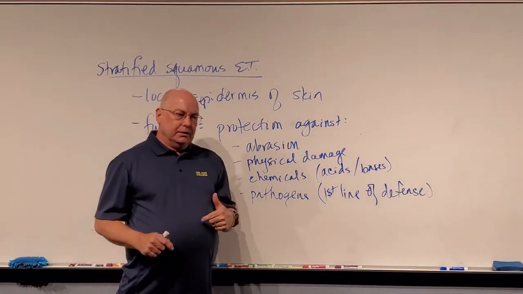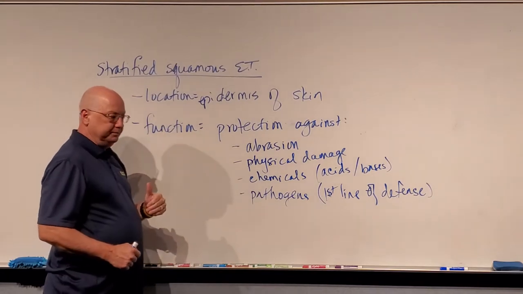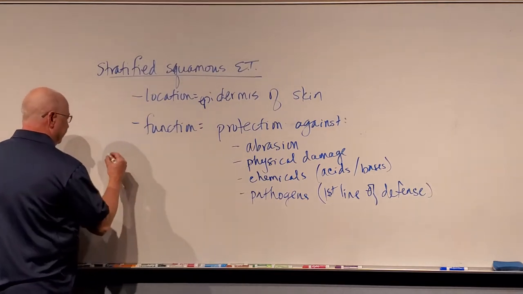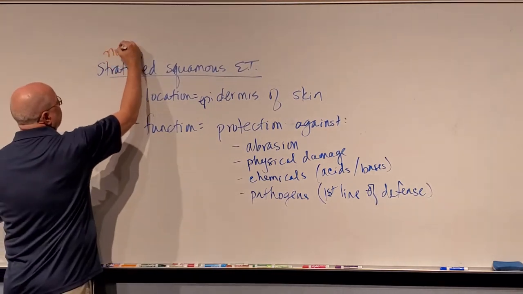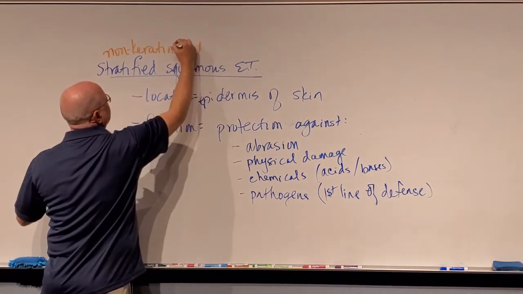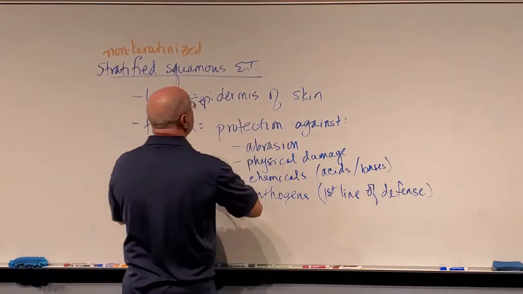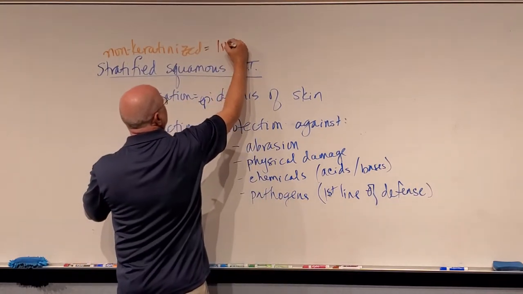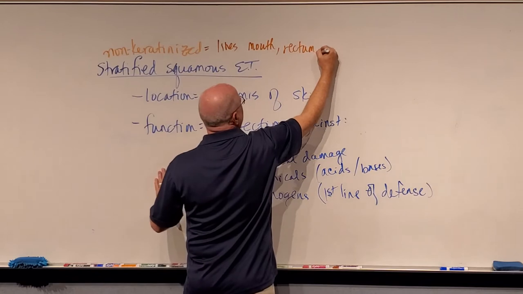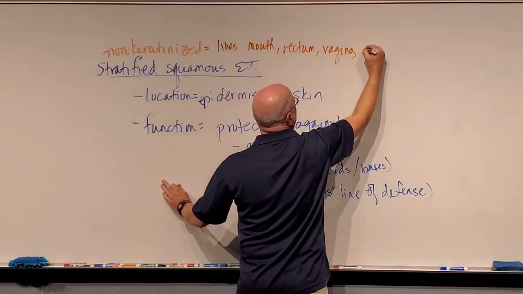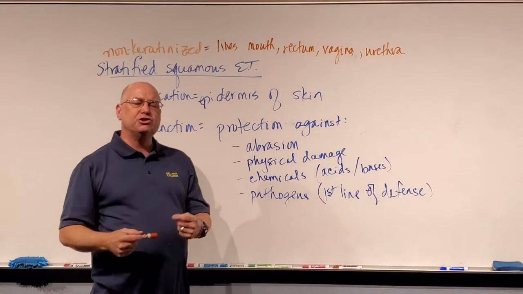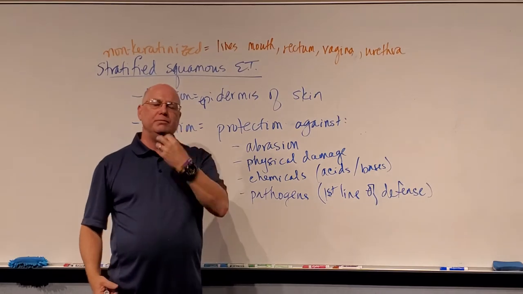Now, there's different types of stratified squamous epithelium. Okay, so I want to mention these two. If you see the term non-keratinized, non-keratinized lines the mouth, the rectum, the vagina, and the urethra. Okay? And line some of the tubes that run through the body, but only the beginnings of the tubes.